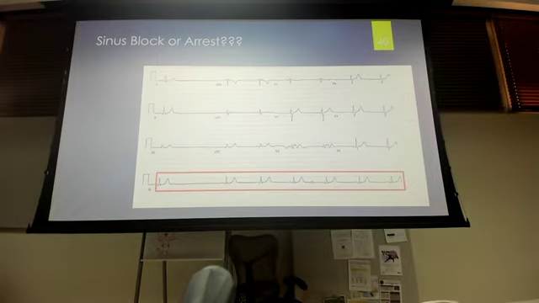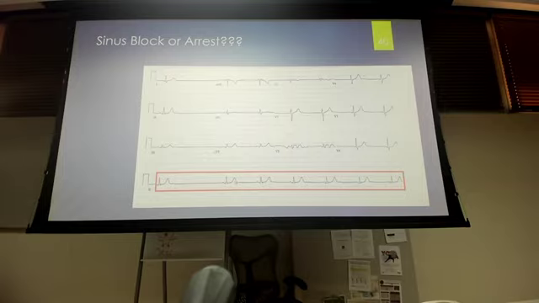With a sinus arrest, it depends on how many it skips, right? So if you skip 2 or 3 in a row, you're probably going to start to be symptomatic. And that's what they come in saying, like, I feel like my heart is skipping a beat, and then it starts back up again. What do we think this is, sinus block or sinus arrest?